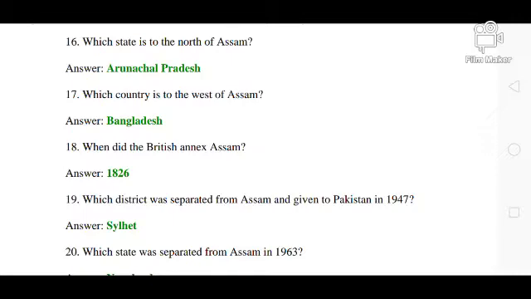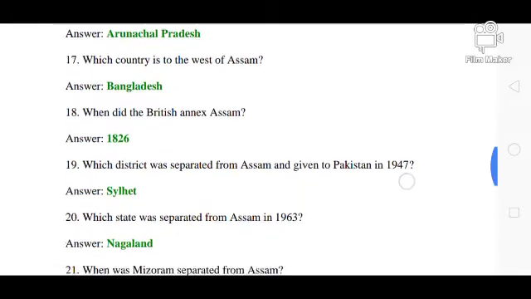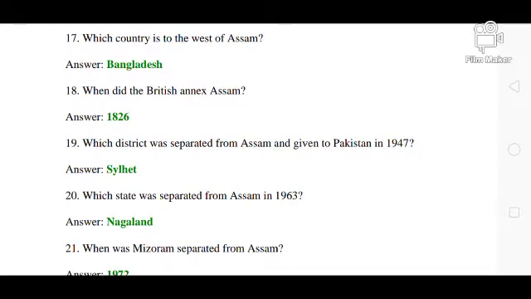The correct answer is Bangladesh. Next, question number 18, when did the British annex Assam? When did the British annex Assam?